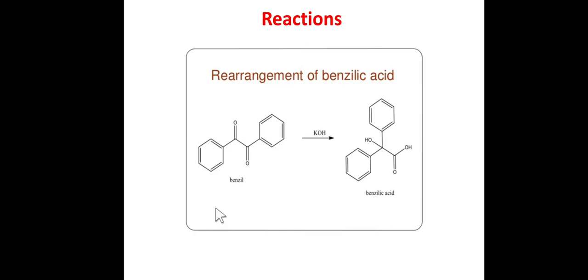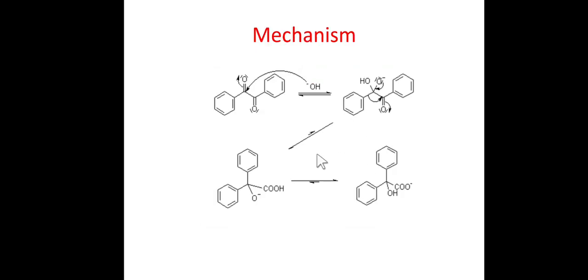This benzil compound is a 1,2-diketo compound, which on treatment with KOH will rearrange to benzilic acid. The structure of benzilic acid is shown over here. So what we are going to do, we will convert benzil to benzilic acid by treating it with KOH. Let's see the mechanism of benzilic acid rearrangement. This is a very famous rearrangement in organic chemistry, so you might already have discussed the mechanism in your theory. Let's discuss it once again.